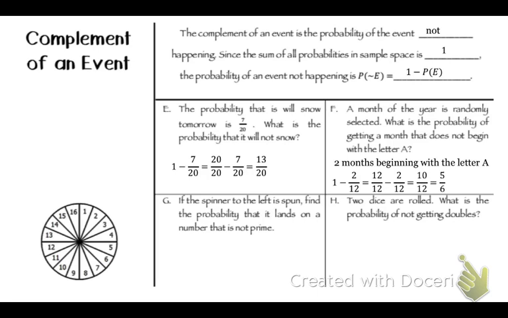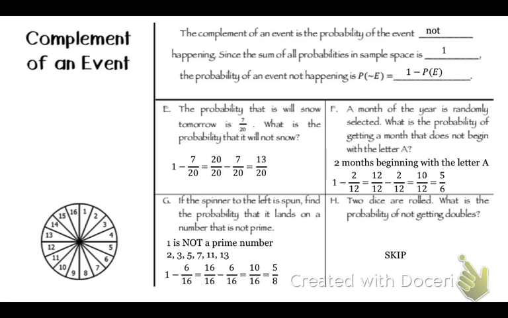Okay, if a spinner is spun, we want to find the probability that it lands on a number that is not prime. Well, let's think about prime numbers. So 1 is not prime, because to be a prime number, it has to be only divisible by 1 and itself. Well, since 1 is itself, that kind of breaks the rule. 1's a special number, so 1 is not prime. But 2 is prime, 3 is prime, 5 is prime, 7 is prime, 11 is prime, and so is 13. There's a total of 16 numbers there, so that's going to be 1 minus 6 out of 16, which would be 10 out of 16, which is 5 out of 8.